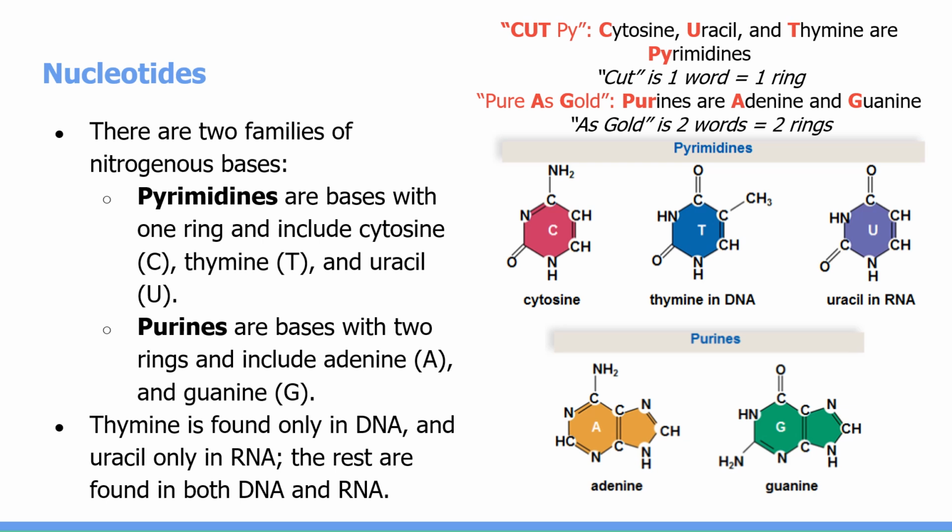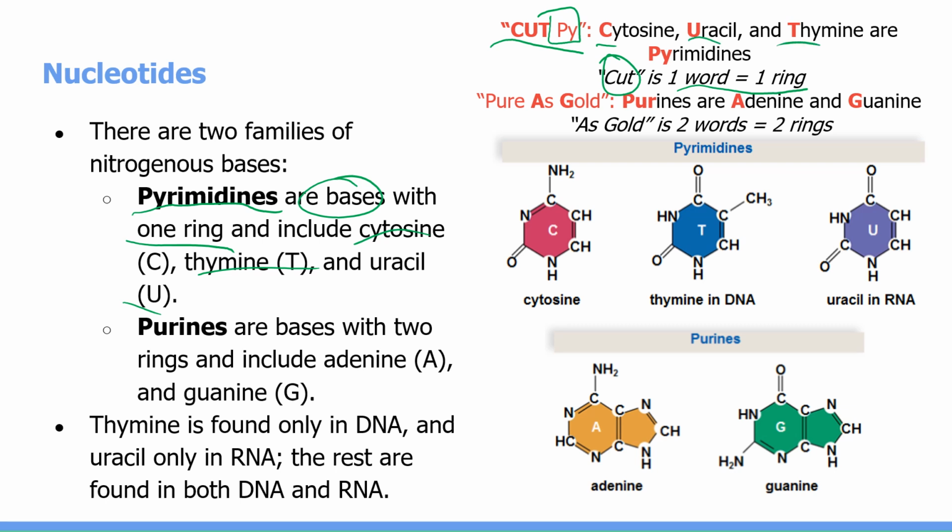The first one is pyrimidines, bases with one ring, and includes cytosine, thymine, and uracil. So one way to remember pyrimidines being one ring, including cytosine, thymine, and uracil, is to say "cut pi." Cut is one word, and then pi stands for that pyrimidine. Cut makes up cytosine, uracil, and thymine.